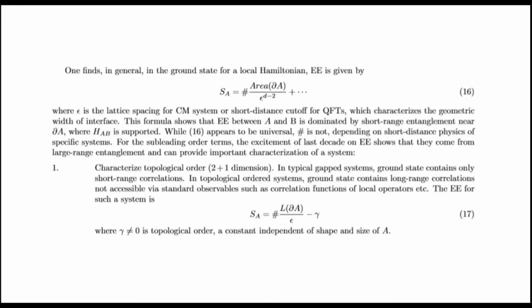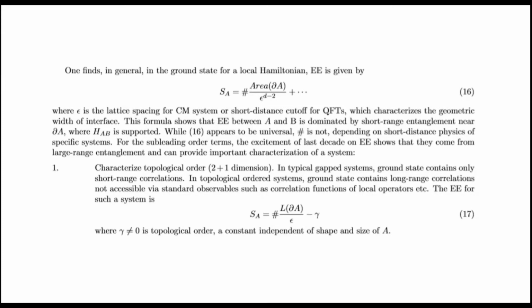Locality of interactions. One finds in general that in the ground state for a local Hamiltonian, entanglement entropy is given by this, where epsilon is the lattice spacing for a condensed matter system or the short-distance cutoff for quantum field theory, which characterizes the geometric width of the interface. This formula shows that entanglement entropy between A and B is dominated by short-range entanglement near the boundary, where H_AB is supported. While the leading term appears to be universal, the coefficient is not.